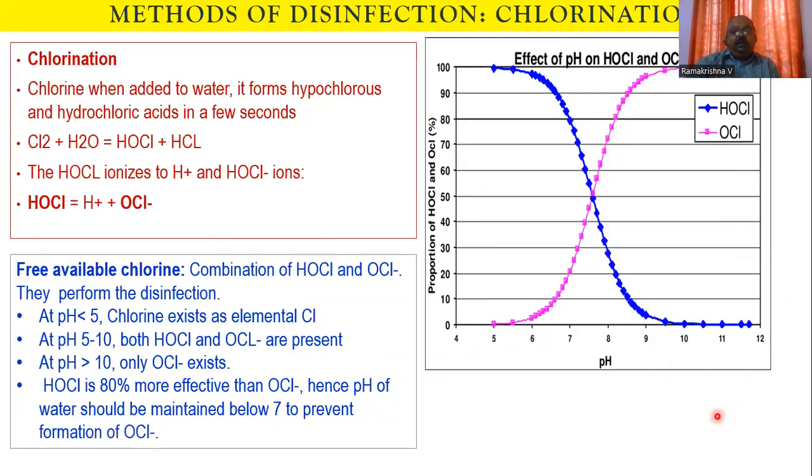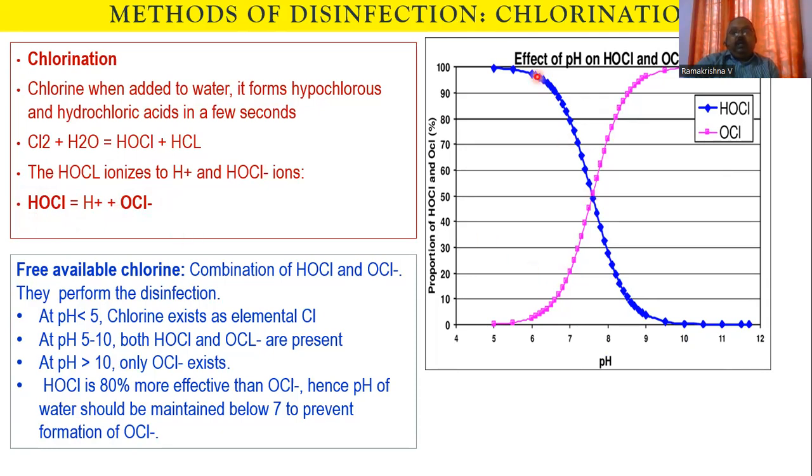Then another thing we should understand is that chlorine is a very good disinfectant. When it's mixed with water, it converts to hypochlorous acid and hydrochloric acid. Hypochlorous acid again ionizes to hydrogen ion and hypochlorite ion. So the combination of hypochlorous acid and hypochlorite ion is responsible for overall disinfection of the microorganisms in the water.